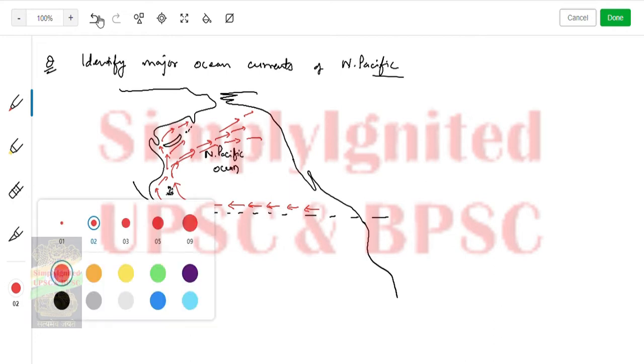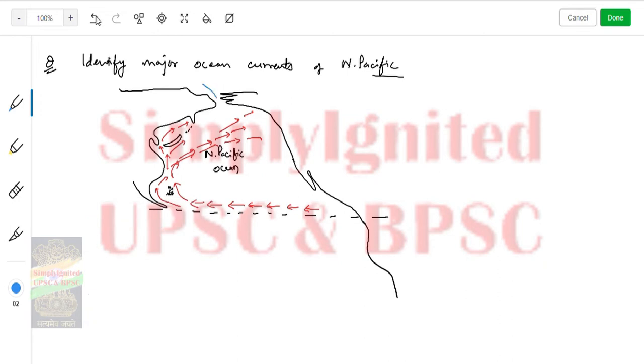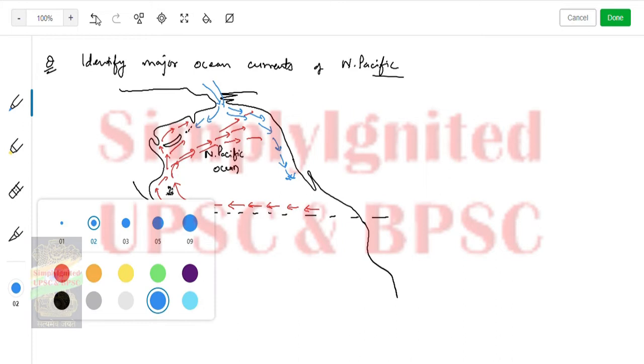Let's see the cold current. The cold current obviously will enter from here. One will go like this and the other will come like this. This will be the Alaskan current, and it will go on to become the California current and settle down. So this is the structure for this Pacific Ocean.